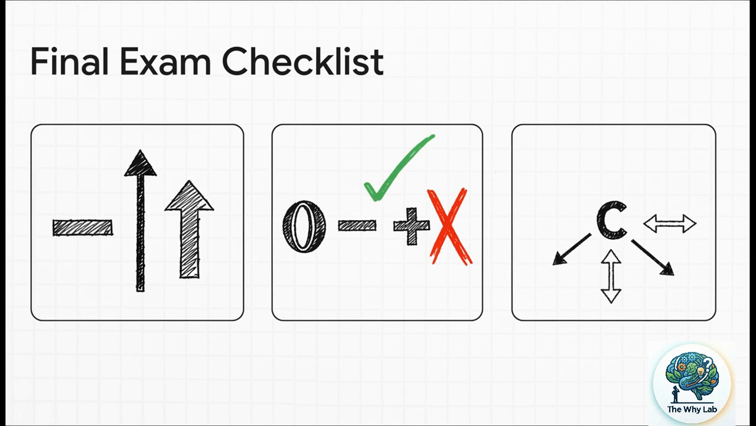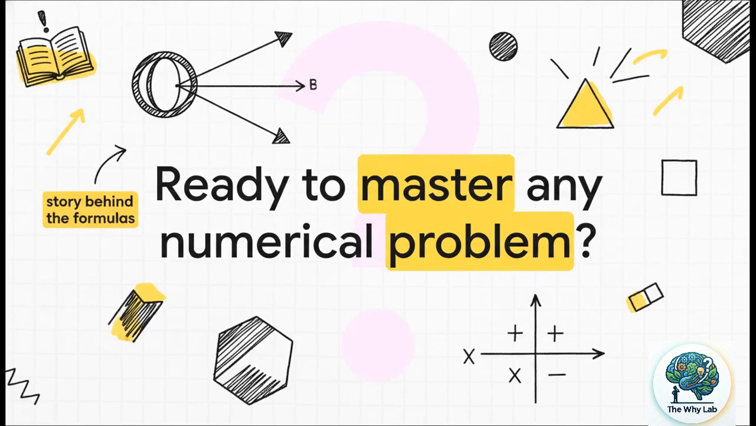And finally, number 3. The sign of your final answer v tells a story. Remember how v was negative in both our problems? For the mirror, it meant a real image. For the lens, it meant a virtual one. You have to know how to read that story correctly. You see, by focusing on that sign convention and really understanding the story behind the formulas, you're not just memorizing physics anymore, you're actually getting it.